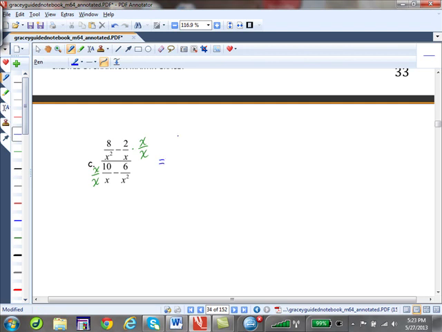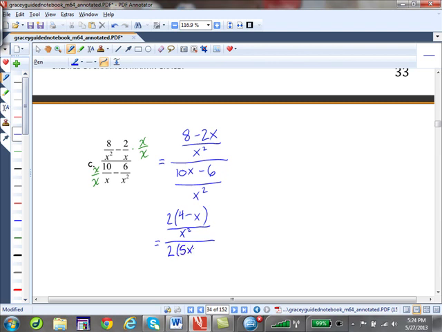So this will yield a result of 8 minus 2x over x squared. I'm going a little faster now. And then we'll have 10x minus 6 over x squared. So we can factor out a 2 from the numerator, and we'll get 4 minus x over x squared. And then also from the numerator of the denominator, we can factor out a 2, and we'll be left with 5x minus 3, and that's still over x squared.